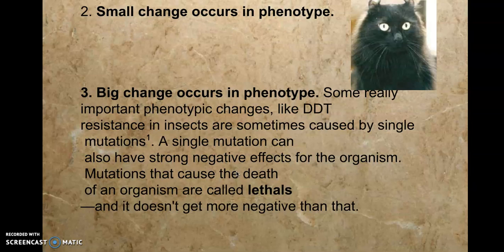Another change that can happen is small changes in the phenotype. It looks like that cat has a little problem with his ears. Or you can have some huge changes in its phenotype. And if this happens and they are big enough, they can cause death. Mutations that cause death are called lethals. Some really important phenotypic changes like DDT resistance in insects are sometimes caused by single mutations. Okay, lethals, it doesn't get any more negative than that because you die. So hopefully we don't have those mutations.